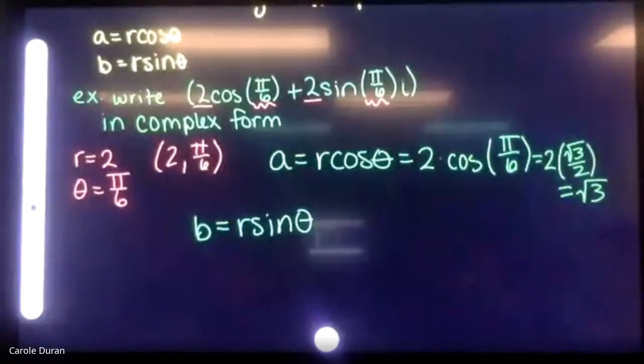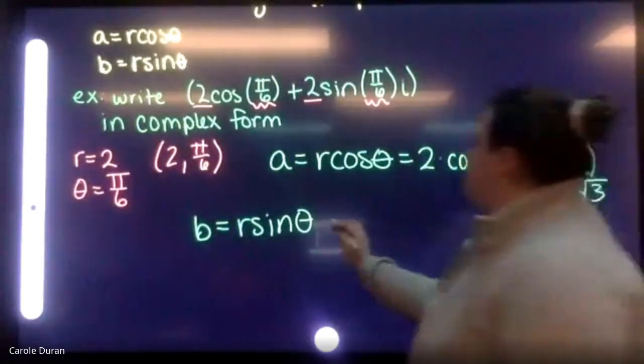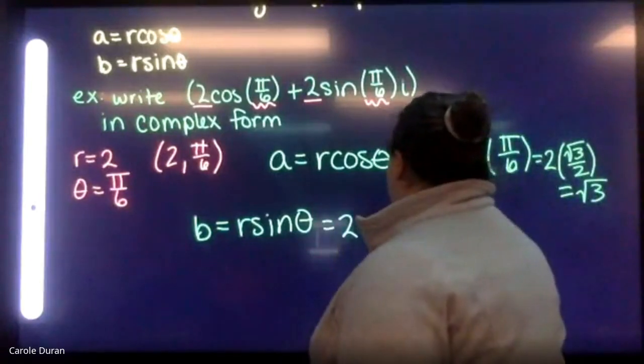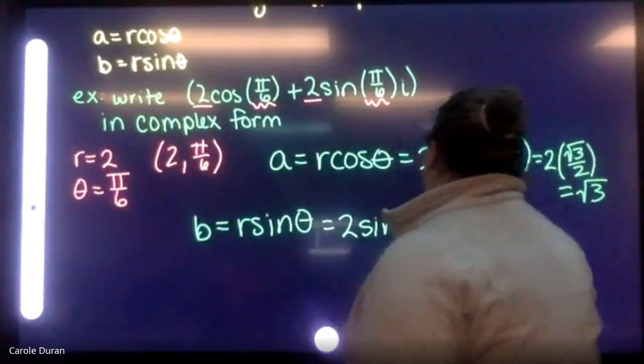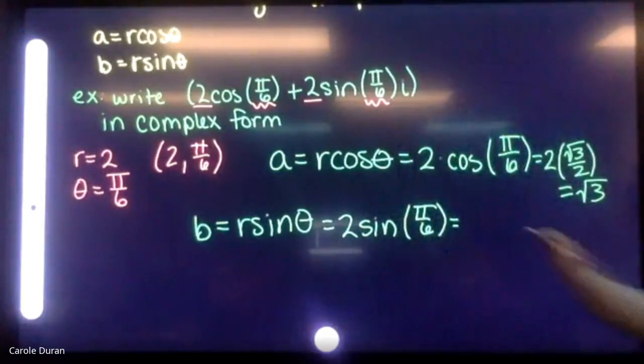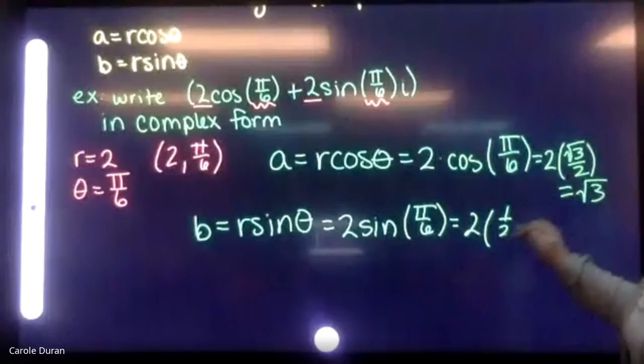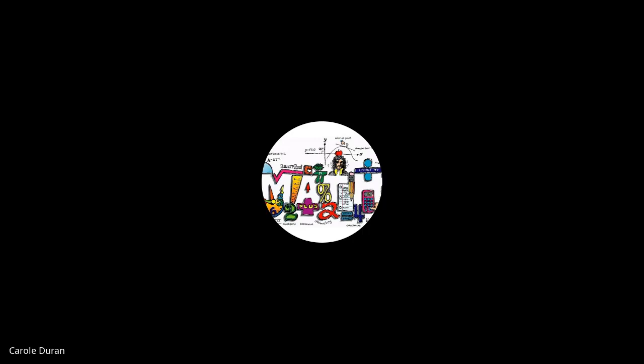I'm going to do the same thing then with my R sine theta. R is still 2. Theta is still pi over 6. And I'm just going to use my unit circle again. So this becomes 2 times 1/2. And what's 2 times 1/2? 1. So rewriting this as my standard form complex number, which is in the form z equals a plus bi, this equals square root of 3 plus 1i, which is the same as square root of 3 plus i. And that would be my final answer.